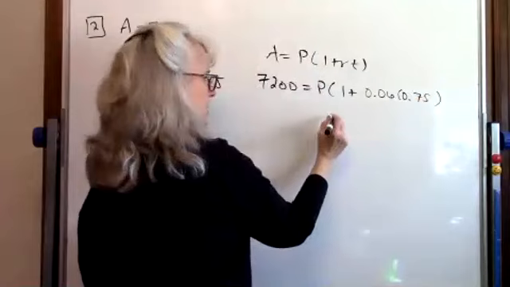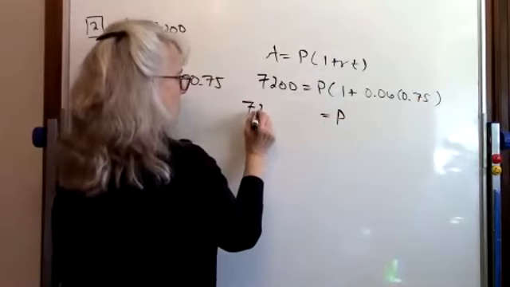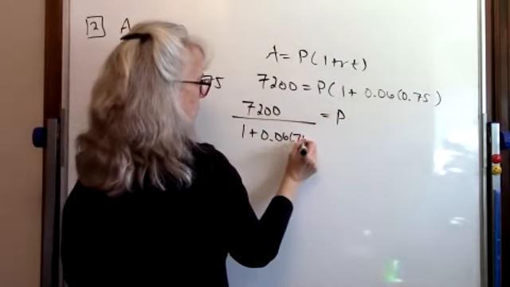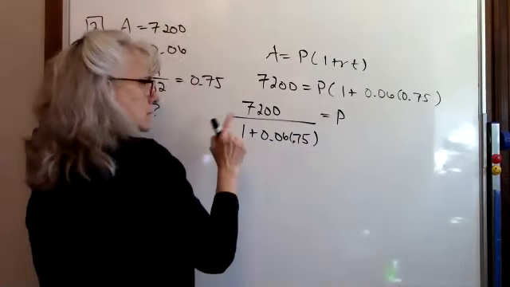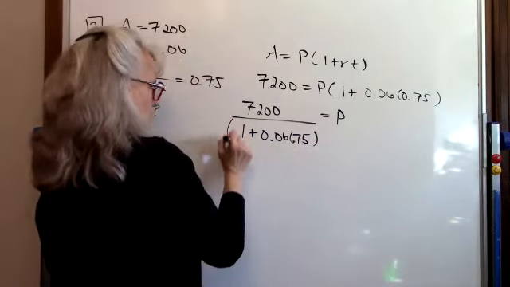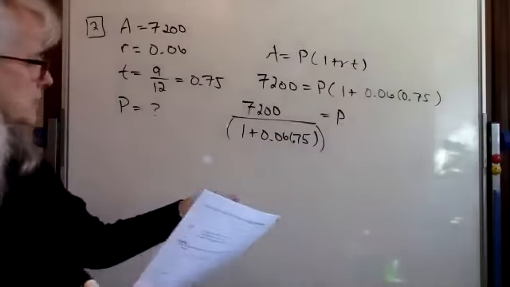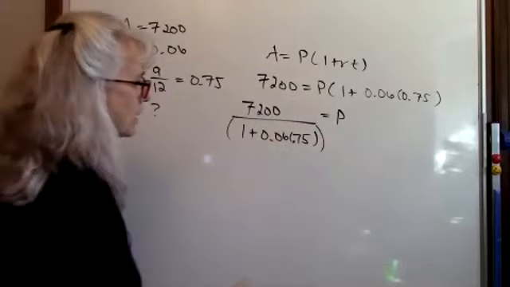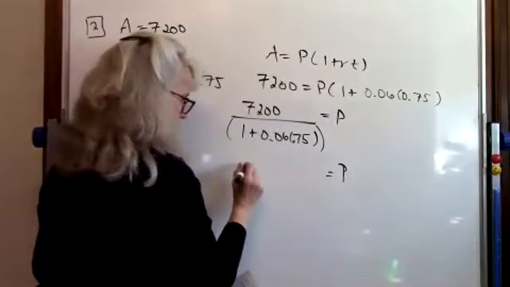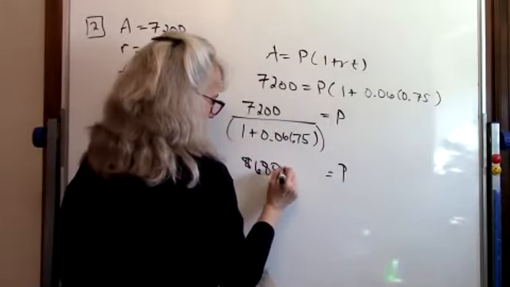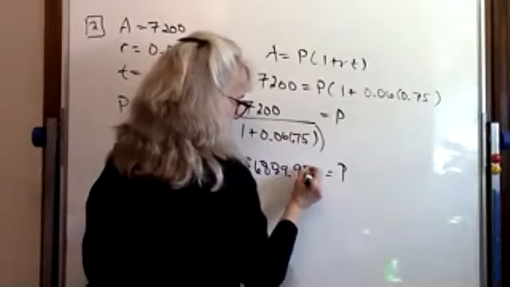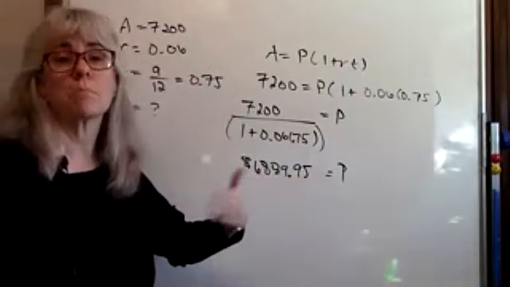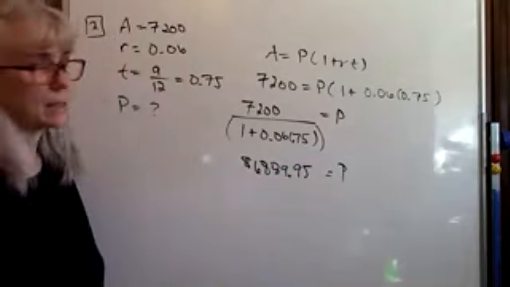So algebraically, if we're going to solve this for P, P is going to be equal to 7,200 all over 1 plus the 0.06 times the 0.75. When you do this in your calculator, you can do it all in one lump sum, but make sure you put the denominator in parentheses. Otherwise, your calculator will divide by the 1 and then add the other parts back in. If you do that, the principal should be equal to $6,889.95. So if we deposit $6,889.95 into an account, after 9 months it will have grown to $7,200 at 6% interest.